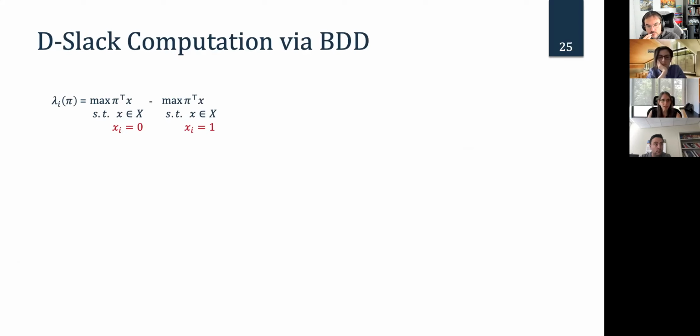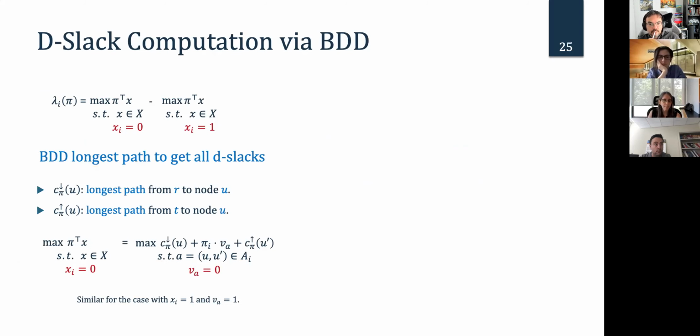So here I have just a small example of how we actually compute all of these with the decision diagrams. Because so far I haven't mentioned decision diagrams on this lifting. I'm just saying, like, you need to solve these two problems, but they are as hard as the original problem. They're just fixing one variable. But the nice thing is that if you have a decision diagram for my set X, I can do this very efficiently, again, just computing longest path.